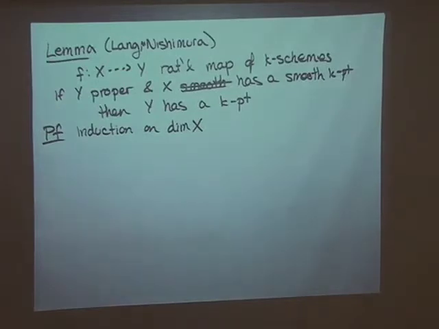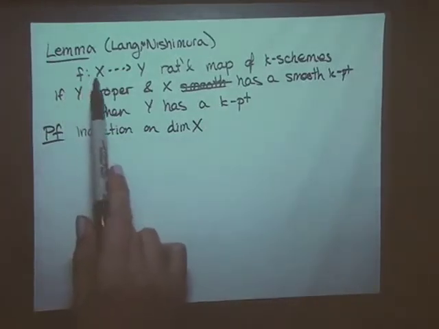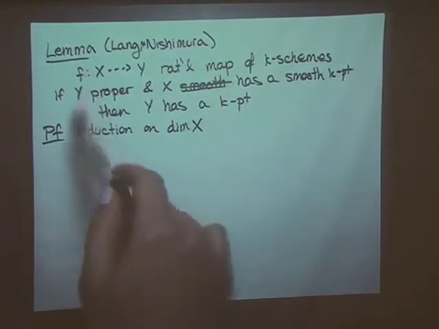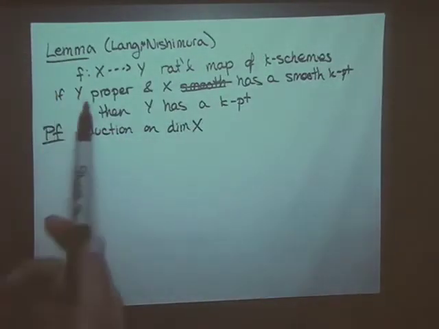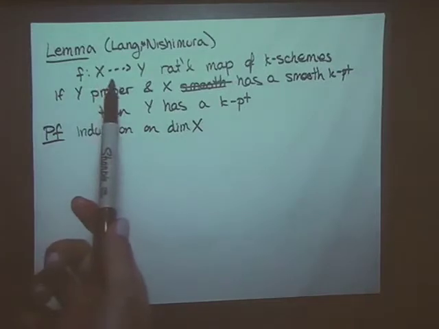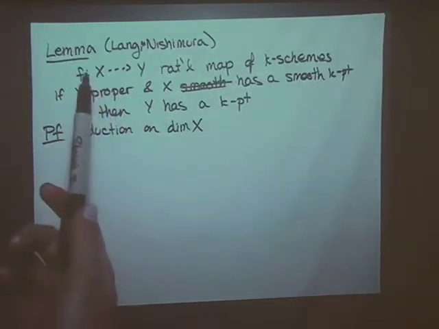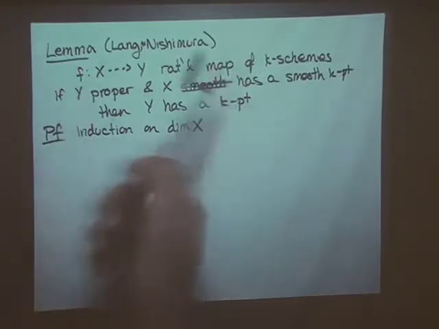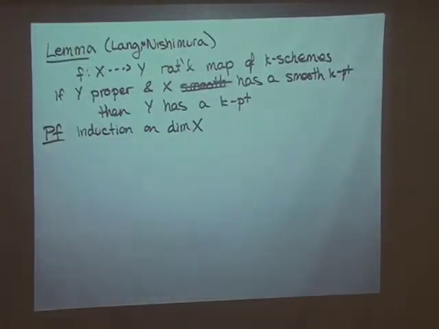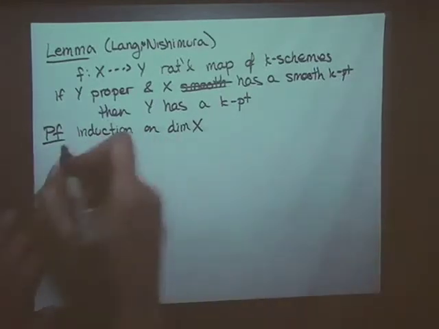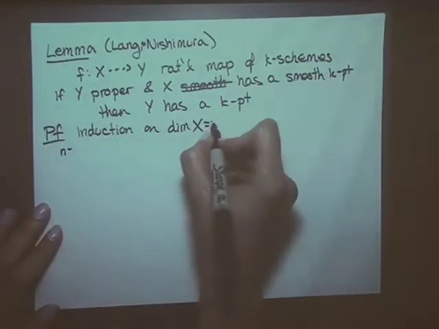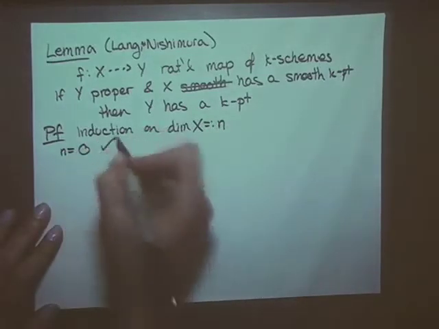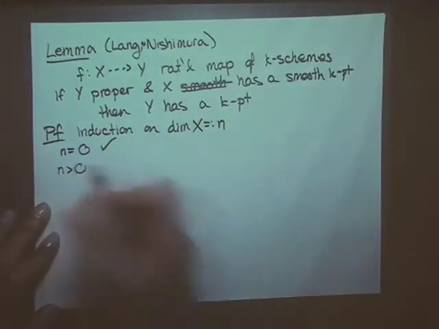Maybe let me say what could possibly go wrong. What could go wrong is that your K point could be outside of the set where this morphism is defined. Of course, if the map is defined on the point, then we just map it over and we're done. The problem is if it's not defined on the point. That's what we're trying to figure out. But if you have a rational map from a zero-dimensional scheme, then it's a morphism, so there's nothing to prove. I'll call that dimension n. So n equals 0 is done. Okay, so let's look at n greater than 0.